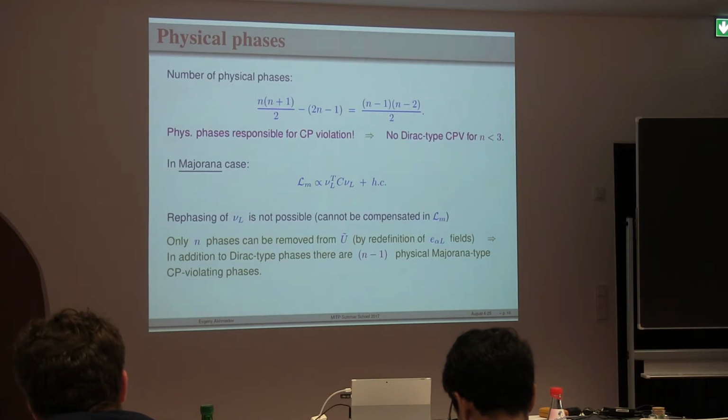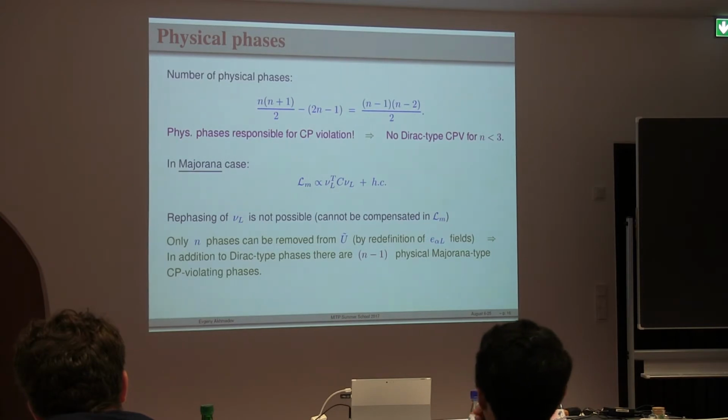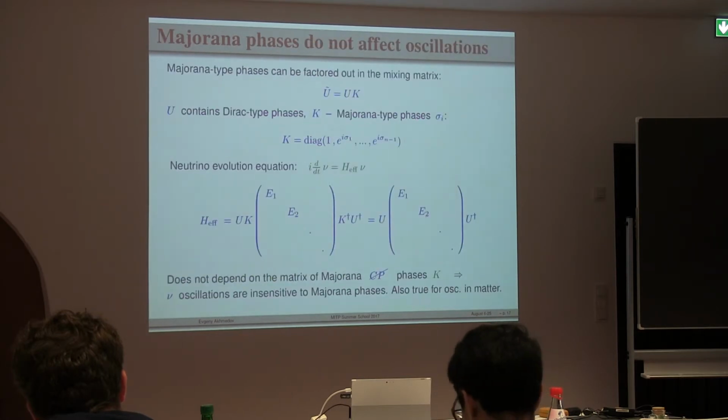And therefore, in the Majorana case, we can only remove n phases. And n minus 1 phases, which we could remove in the Dirac case, remain physical. We cannot remove them. These phases are called Majorana type phases, those which cannot be removed by rephasing. And since otherwise it would be possible if they were Dirac phases, this means that they can be assembled into a diagonal matrix.